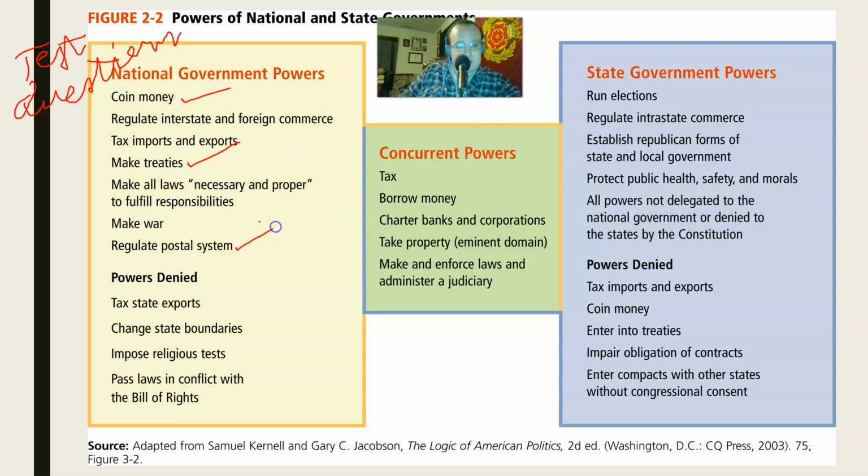They can regulate a postal system. They can make war. They can make all necessary and proper laws to fulfill the responsibilities. Their responsibilities should be of what's listed in the Constitution. Again, the system it's set up, and the system is how it's run, they don't correlate necessarily, and there are powers that are denied. So the federal government can't tax state exports. They can't change state boundaries arbitrarily. They can't impose a religious test. And they certainly can't pass laws that are in conflict with the Bill of Rights.